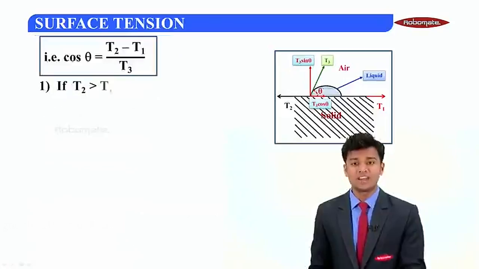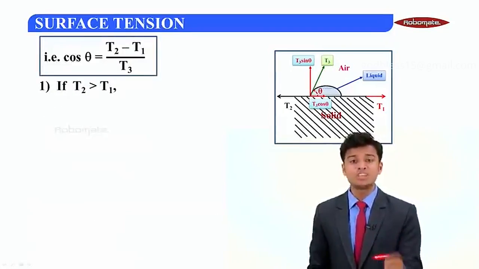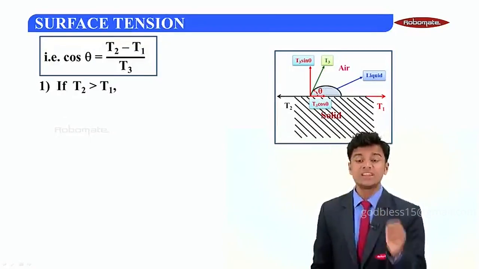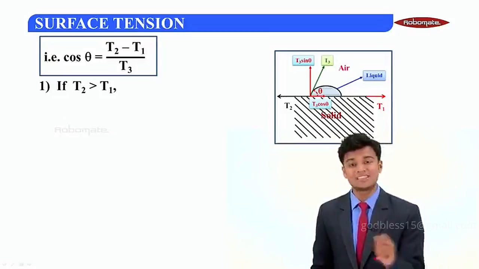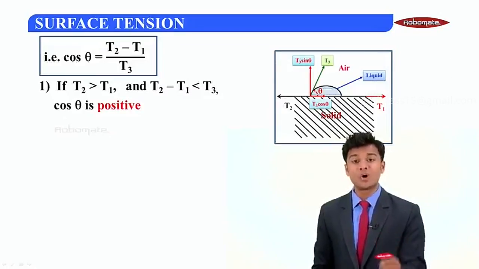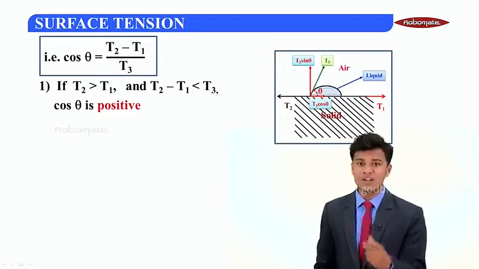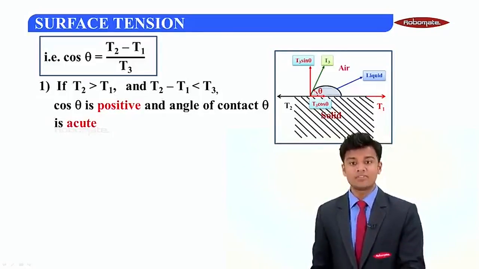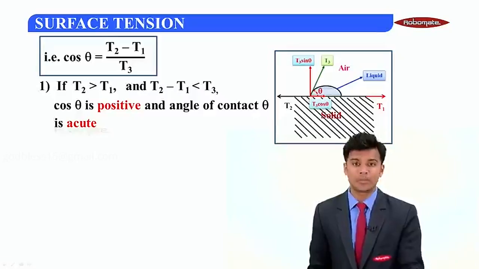Now class, I say that if T2 is more than T1, then T2 minus T1 will be a positive value, and if T2 minus T1 is less than T3, I can say that cos theta is positive because this value will be a fraction. So if cos theta is positive, therefore the angle of contact has to be acute. That is, the liquid drop will take a more flat shape.